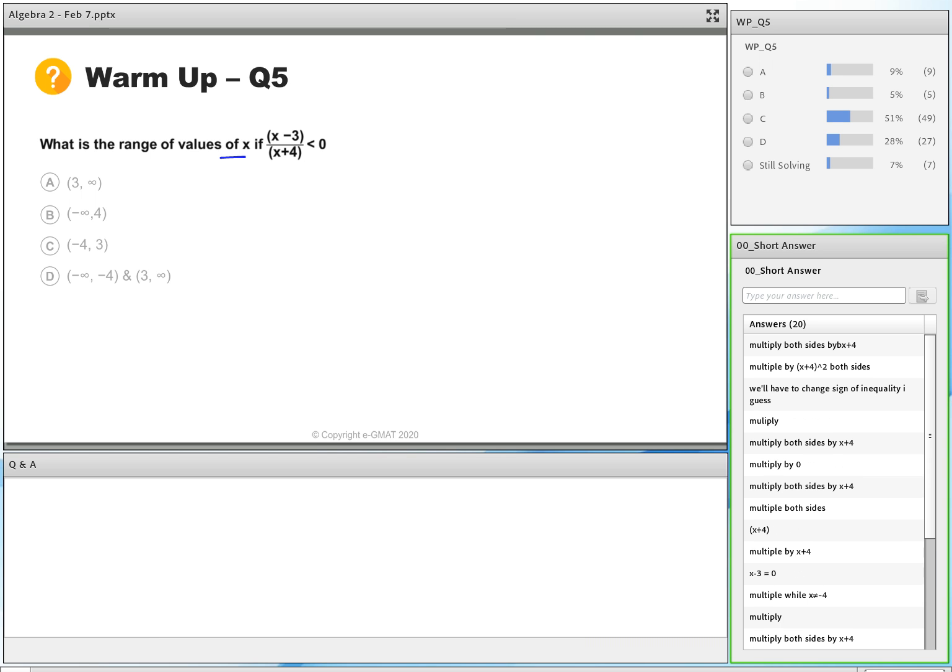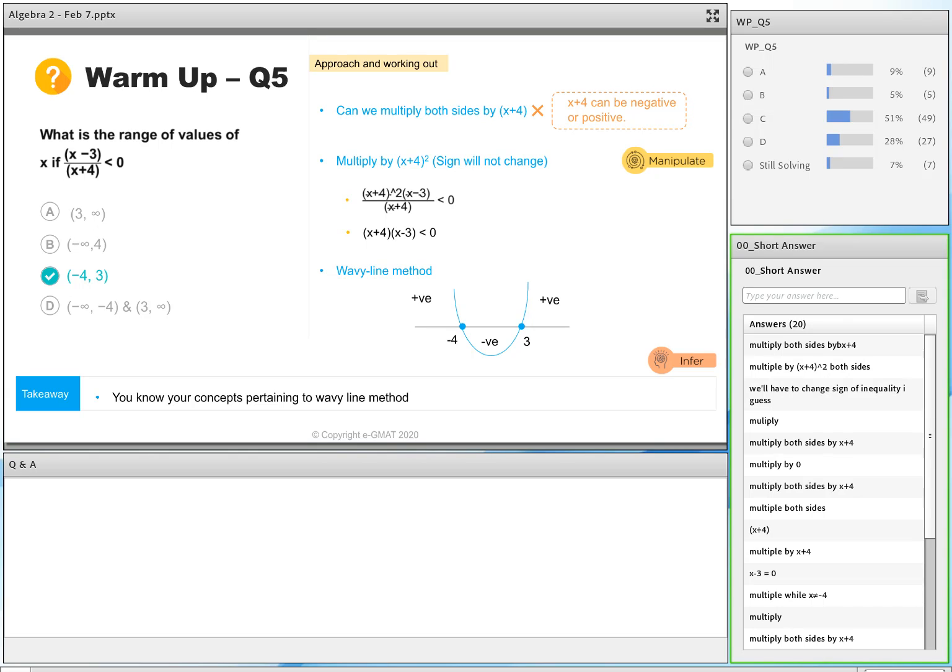Now, what happens when I multiply this entire inequality with just x plus 4? Since I do not know whether x plus 4 is positive or negative, I don't know whether the sign of the inequality over here would remain the same or it would change, right?